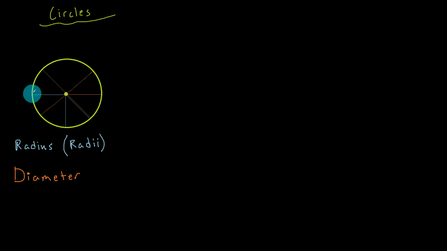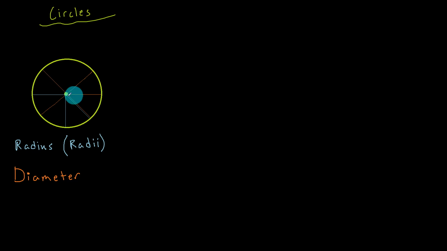Well, let's just take a look at the blue line segment real quick. When I first drew this blue line segment, I said it was the radius. It started at one edge and stopped at the center. Well, let's take a look at the orange line segment real quick. It's doing the same thing. It's starting at one edge and then stopping at the center.